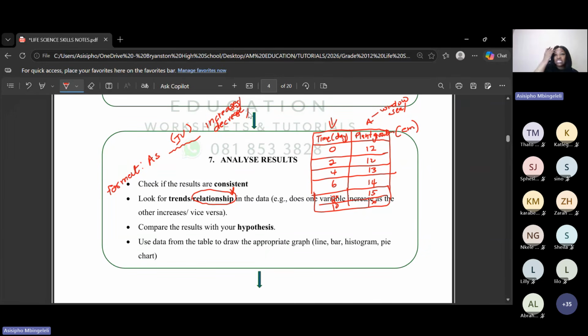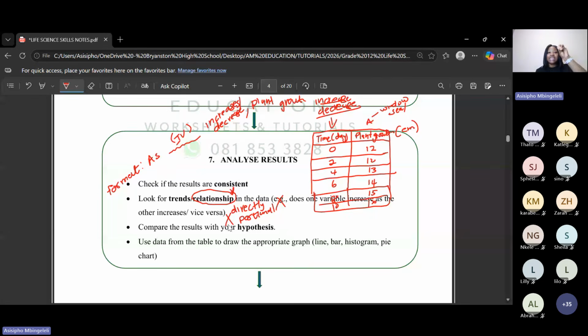As time increases, time doesn't increase anyways, but I'm just making an example. As time increases, what happens to the plant growth? The plant growth also increases or decreases. I need these words in your answer. Do not write anything else. In physics, when they speak about a relationship, they will speak about directly proportional, and then they speak about proportional and inversely proportional. Illegal words in life sciences, do not write them. Will mark you wrong.